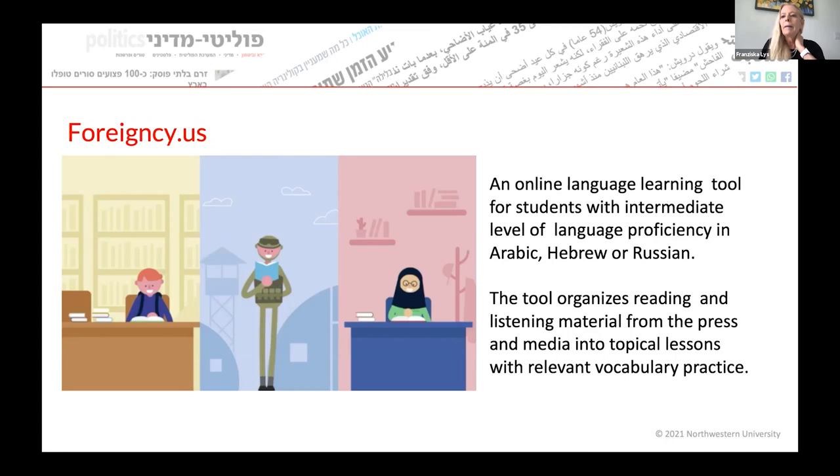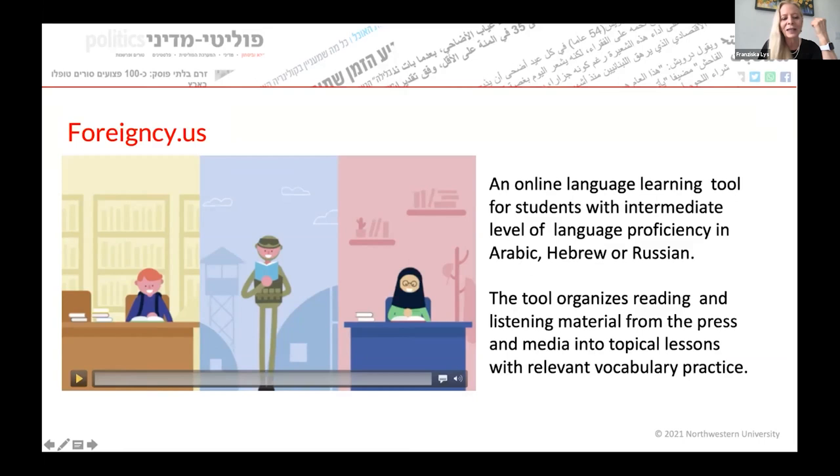Forency US is available to anybody who would like to use it. It's an online language tool for students with intermediate level of language proficiency, and it has lessons in Arabic, Hebrew, and Russian. And the tool organizes reading and listening material from the press and from media into topical lessons. And it gives us the relevant vocabulary that students would need to know in order to understand or work with the lessons. Here is how Forency introduces itself.